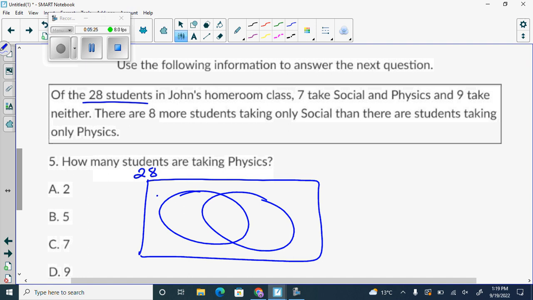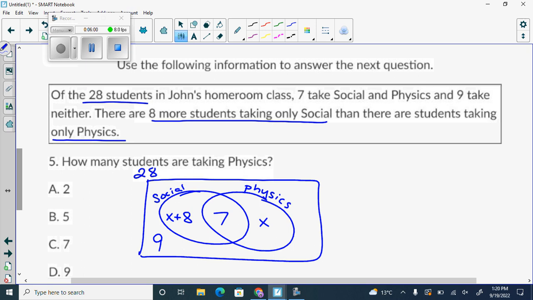Here to help me. There's social, and there's physics. So it says 7 take social and physics, 9 take neither, and then it says 8 more students take only social than the students taking only physics. So the students in social are being compared to the physics ones, right? So physics would be X, and social would be 8 more students, so X plus 8. 8 times the amount would be 8X. 8 more is just X plus 8. 8 less would be X minus 8, right? More or less is addition or subtraction.